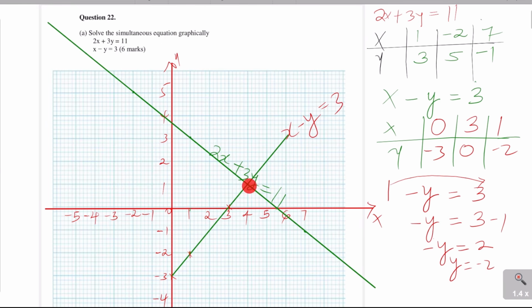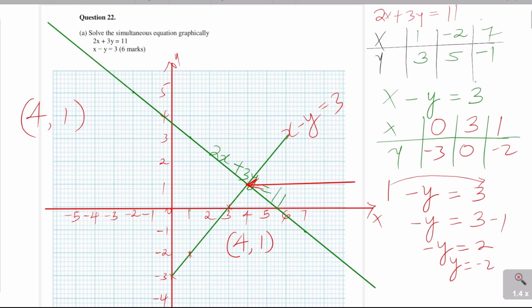So the point of intersection is here. This is what gives the solution. Very important to note that this is where we get the answer, the point of intersection. When you look at this point, it is 4, 1. The coordinates of this point are 4, 1. Just confirm that: 4, 1.